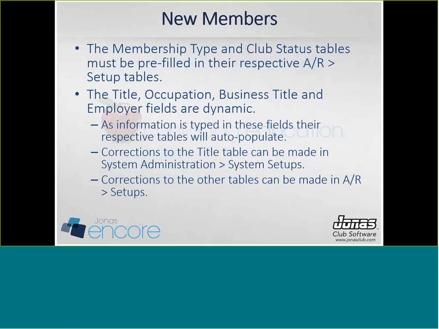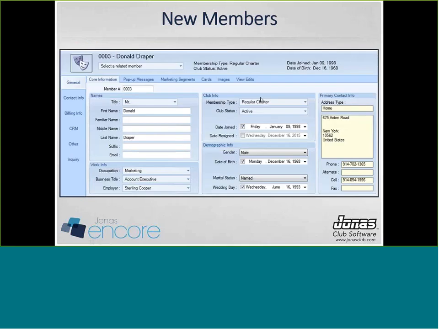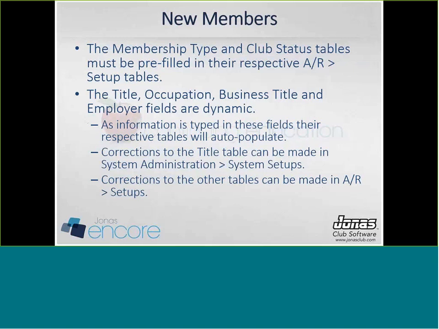The membership type and club status tables have to be pre-filled prior to creating a new member. So in the drop-down area here where we have membership type and status, in order to see those fields, you would have had to create membership types and statuses first. On the other hand, the title, occupation, business title, and employer fields are dynamic, so those you can add on the fly. I don't need to go create an occupation called marketing manager prior to setting up a member. I can type it in on the fly. As information is typed in these fields, their tables will auto-populate.